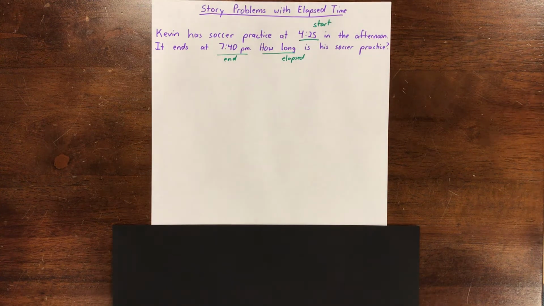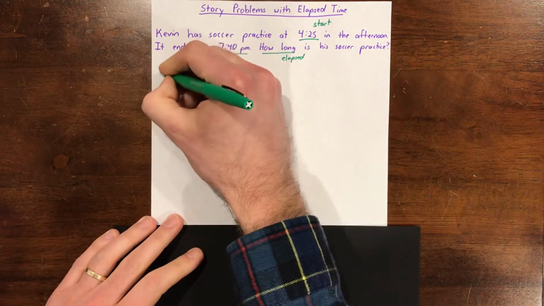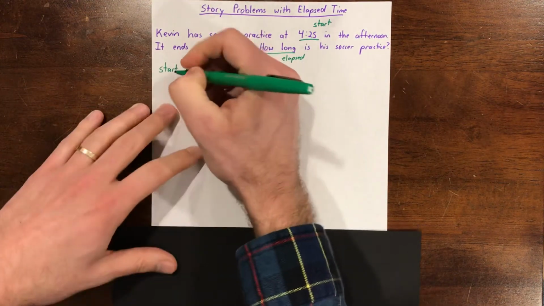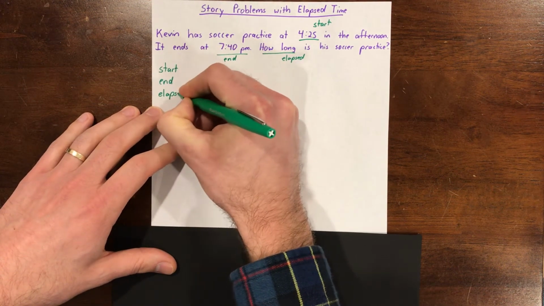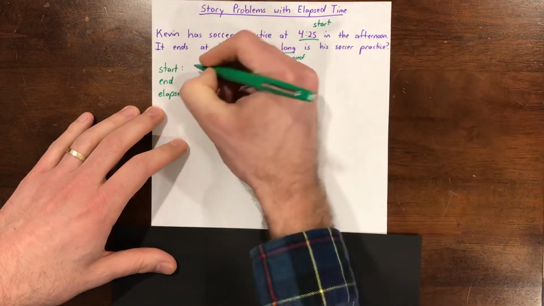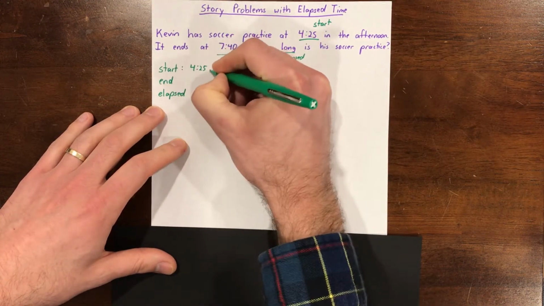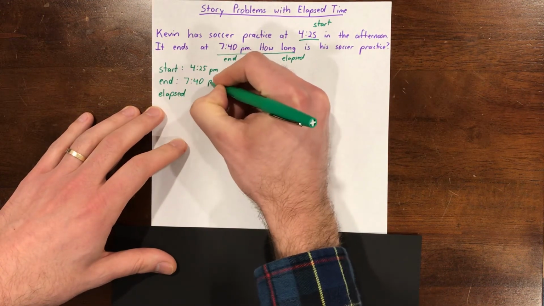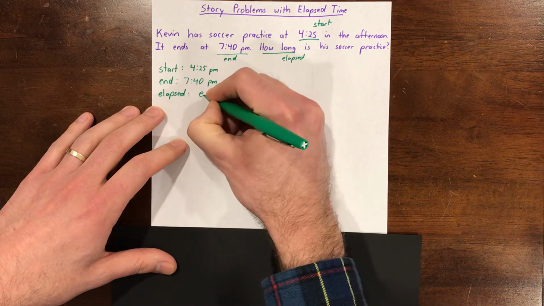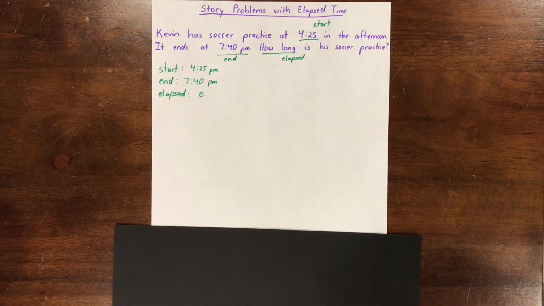Say it out loud. Well, one way we could do it is we could write start, end, and elapsed. Right? And for start, we could put 4:25 p.m. For end, we could put 7:40 p.m. And then for elapsed, we could just put an E, because that's the thing that we don't know that we're trying to figure out.